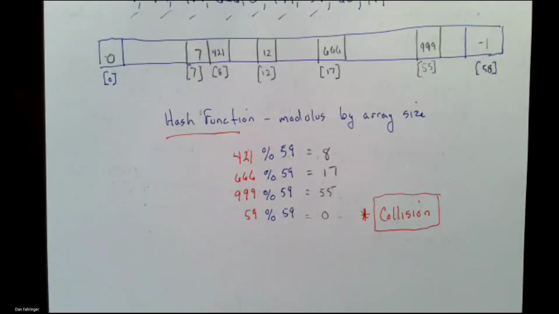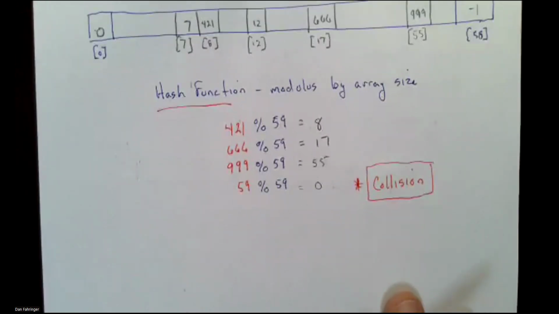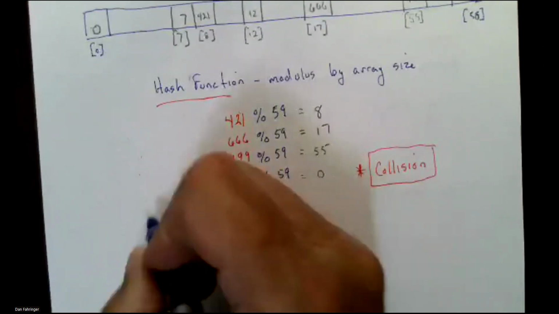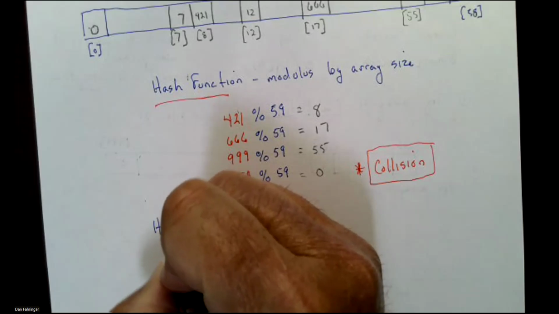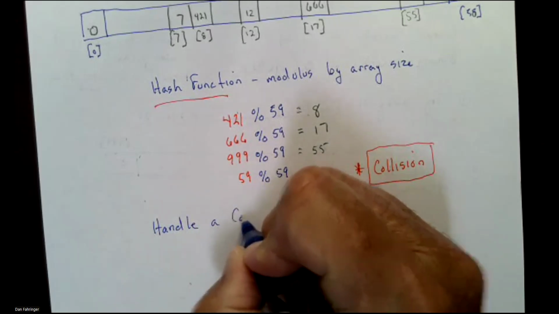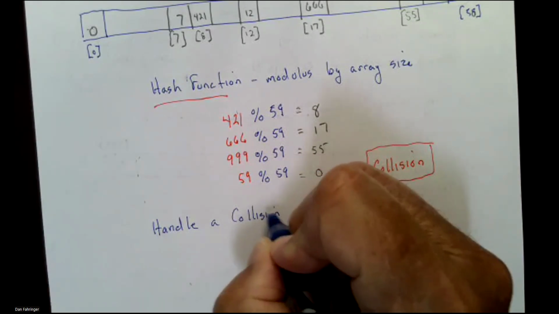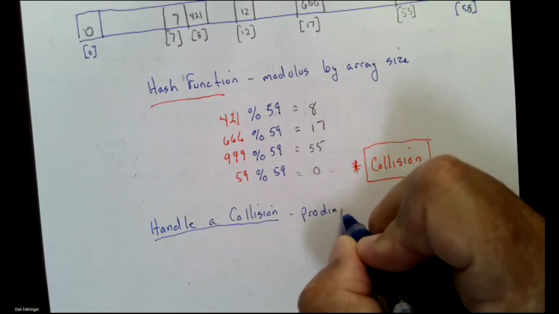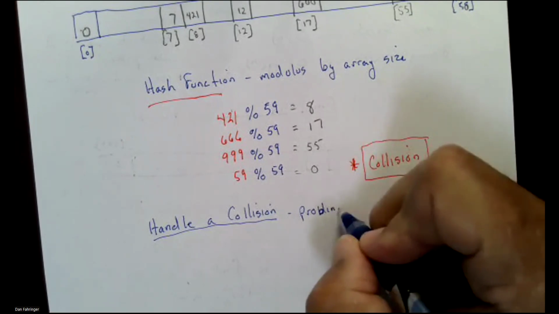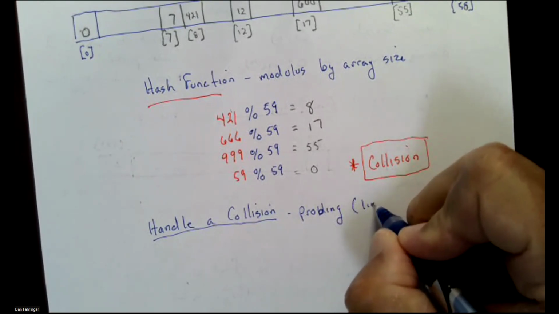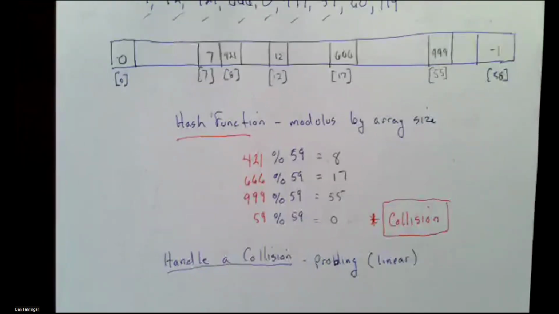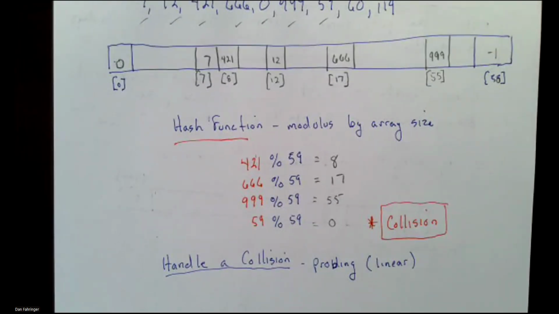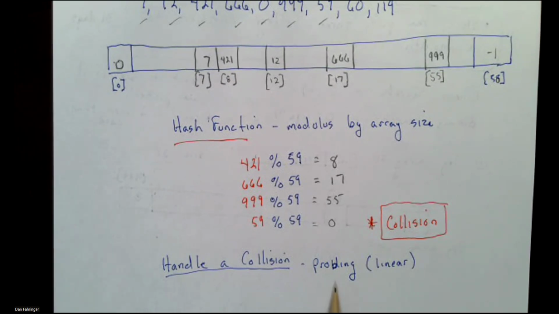Caused the collision. And I have to figure out a strategy to handle collisions. Well, the simplest strategy of how to handle a collision is probing. In this case, the probing I'm going to use is called linear, which means I am going to go and say, hey, not a problem.